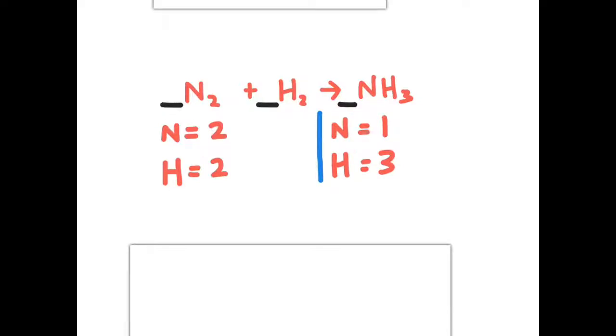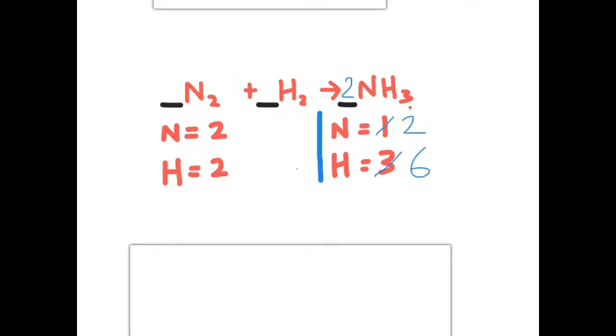2 nitrogen, 2 hydrogen on this side, 1 nitrogen. Remember that the 3 only applies to the capital letter it's in front of, and 3 hydrogen. So that's what we're starting off with. And we want to increase, obviously, the amount of nitrogen on this side, but hydrogen on this side. So let's start off one at a time. So I'm going to start off by writing 2 here. By writing 2 here, this changes to 2, and this will be 6 lots of hydrogen, 6 here.